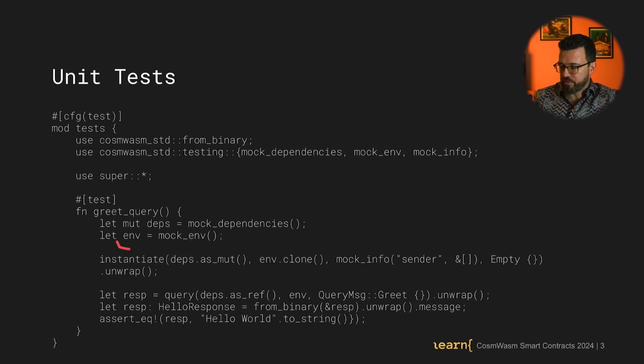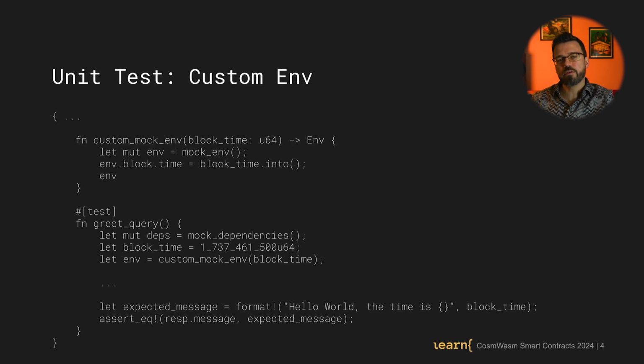Well, we'd have to modify our env. If you saw in the last video, env, that we can get our block time from env. We have to modify that to fake a current time. This is very appropriate for tests that are testing expirations or vesting or whatever. And you do something like this.